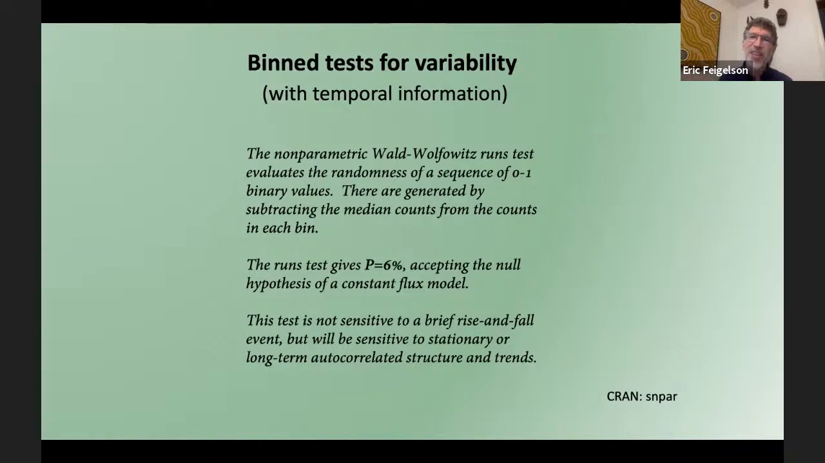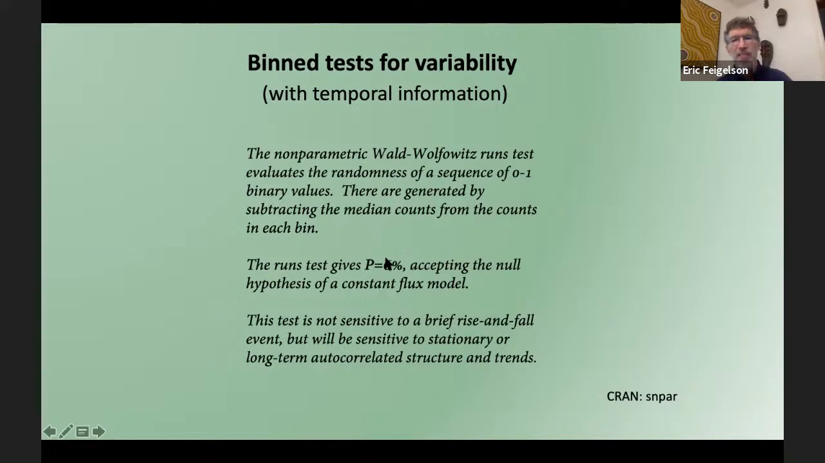Okay, let's go back to the question of variability, and let's actually use the temporal information. I'm going to start with a very primitive one, dating back again to the 1940s, that evaluates the randomness of a sequence of zeros and ones. So what we do is we take the number of counts in each bin and subtract the median from it, and just say it's 0 if it's below and 1 if it's above, and so is there a lot of like 0 1 0 0 0 1 1 1 1 1 1 0 0? There's a whole string of ones. Then the Wald-Wolfowitz runs test will sort of detect that.